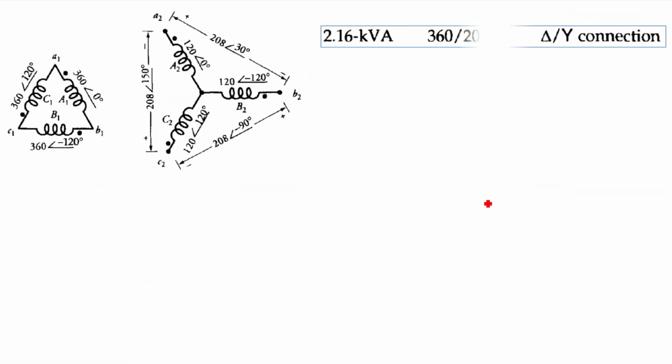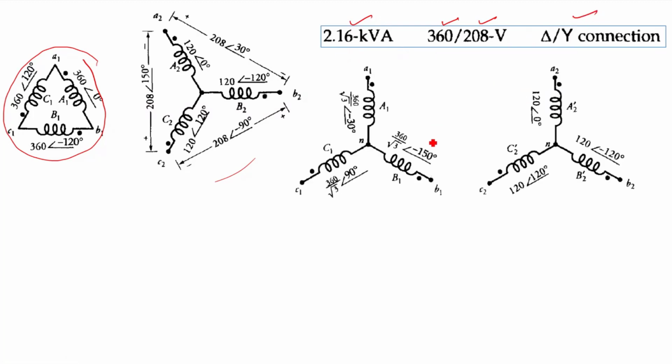Similarly, if we consider the delta star connection, we can see the star side will remain the same, because the secondary side will remain the same and the primary side will change, right? So the primary side changes are like this. Therefore the nominal voltage ratio will become 360 by 208, right? And here the line voltage is 208 and the rating of the transformer will remain the same, 2.16 kVA. This is a delta star connection.